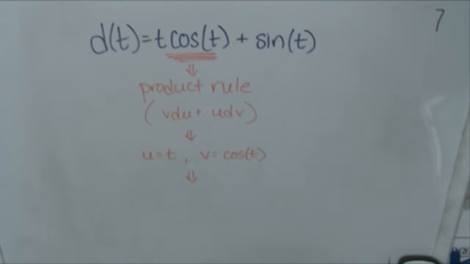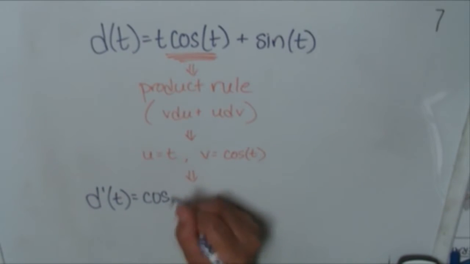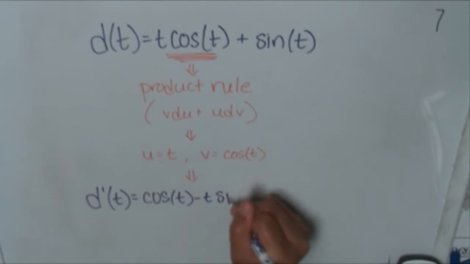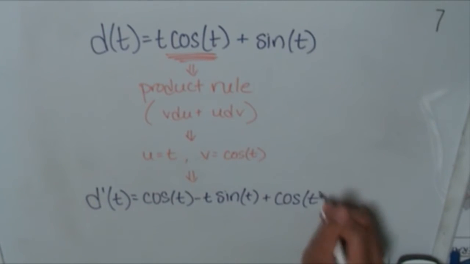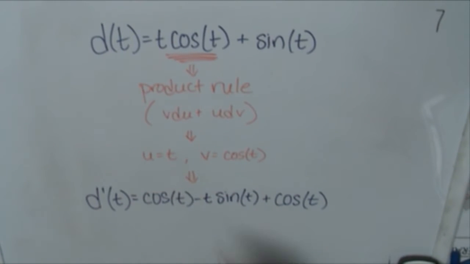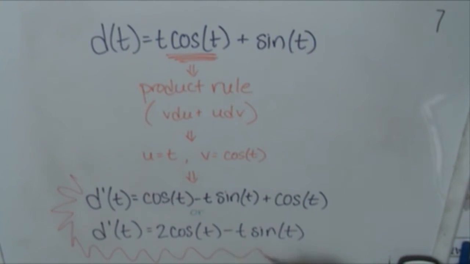If you don't remember the product rule, it is the derivative of u times v is v times the derivative of u plus u times the derivative of v. In this case, if t is u and cosine t is v, then the derivative will be d prime of t equals cosine t minus t sine t plus cosine t, or d prime of t equals 2 cosine t minus t sine t.